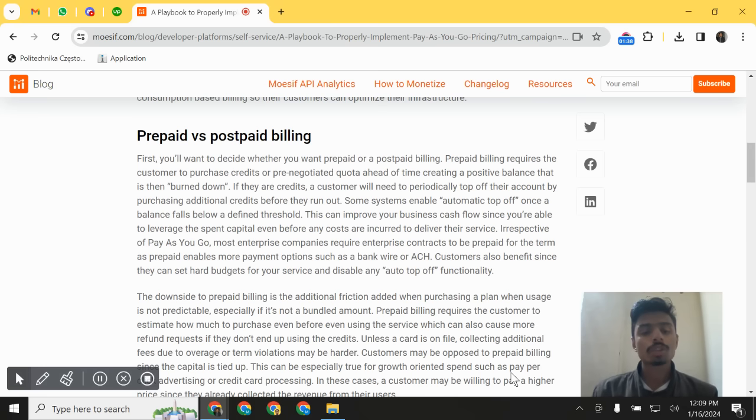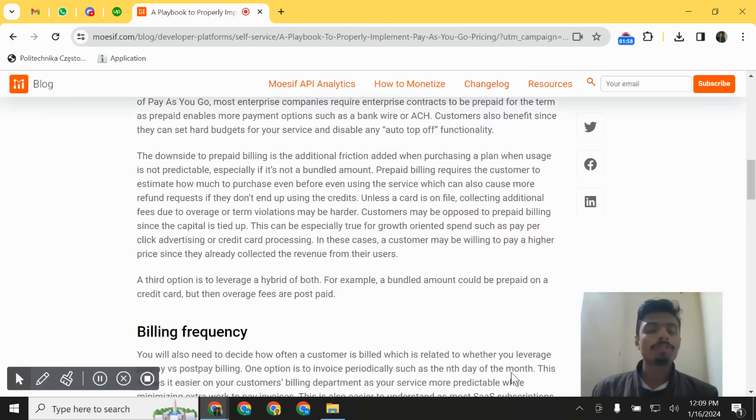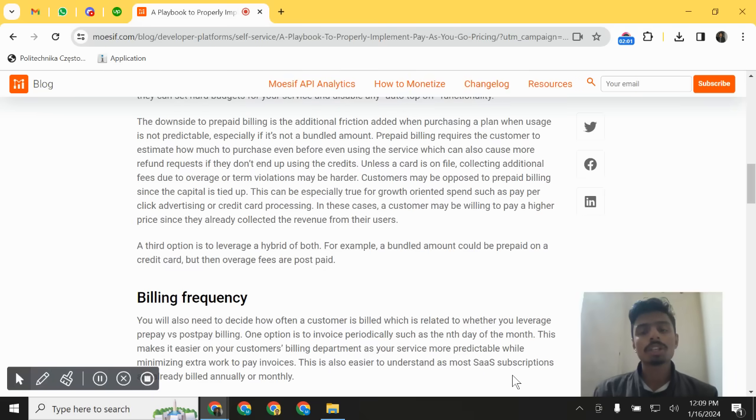Irrespective of pay as you go, most enterprise companies require enterprise contracts to be prepaid for the term, as prepaid enables more payment options such as bank wire or ACH. Customers also benefit since they can set hard budgets for your service and disable any auto top off functionality. The downside of prepaid billing is the additional friction added when purchasing a plan when usage is not predictable, especially if it is not a bundled amount.